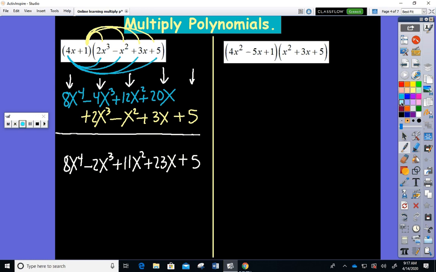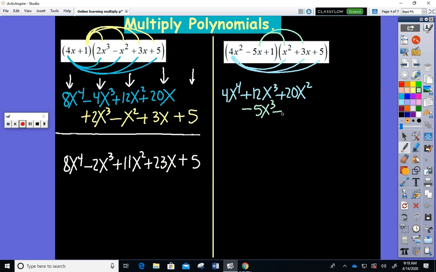So here I go. First times first, 4x to the fourth. First times second, 12x cubed. First times third, 20x squared. New row, new color. Second times first, negative 5x cubed. Second times second, negative 15x squared. Second times third, negative 25x.